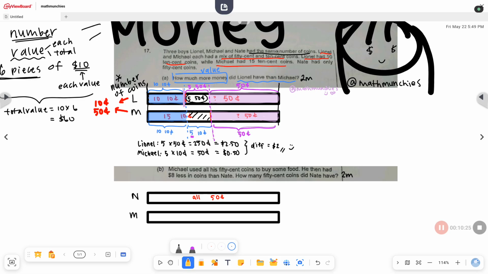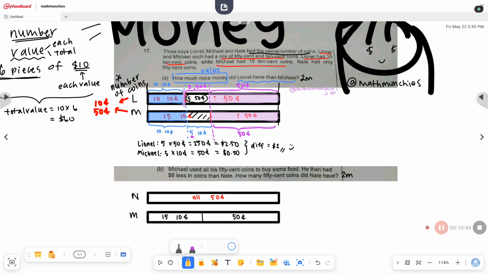Mix of 50 cent, 10 cent. And what information did they give you about Michael? So same thing. I'm going to put here as 15 10-cent coins. That means that the rest over here is going to be 50-cent coins. So far, so good? Clear?